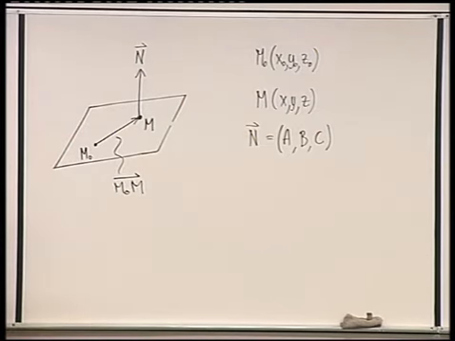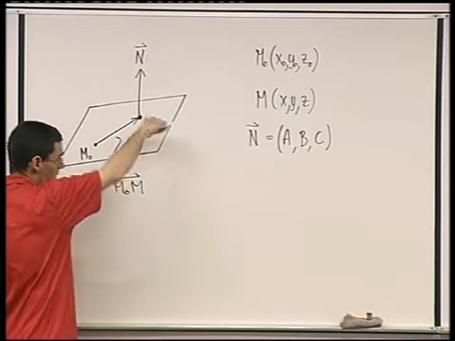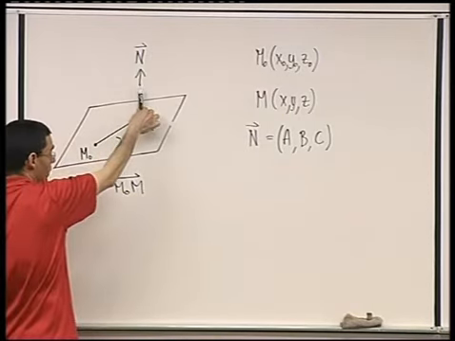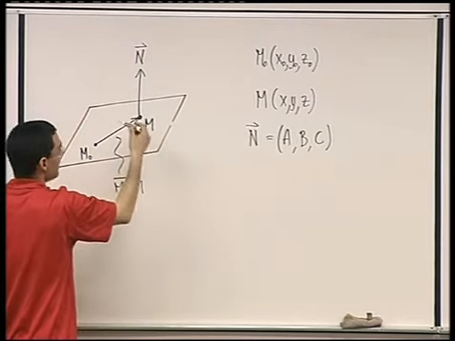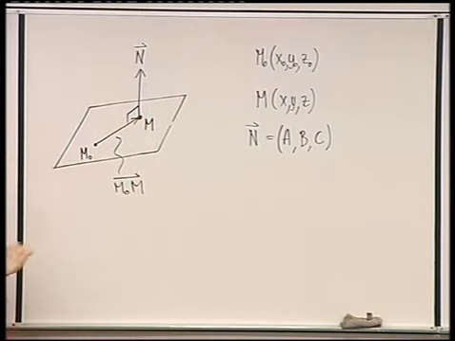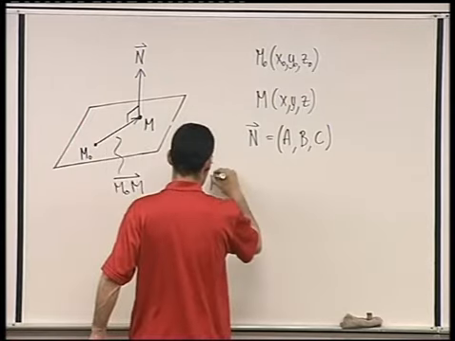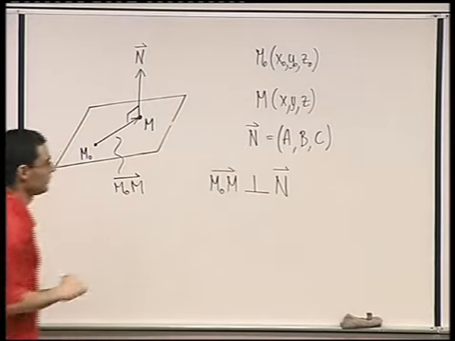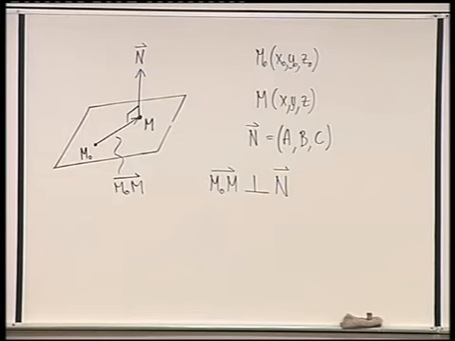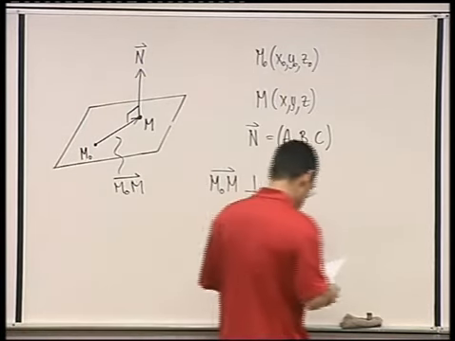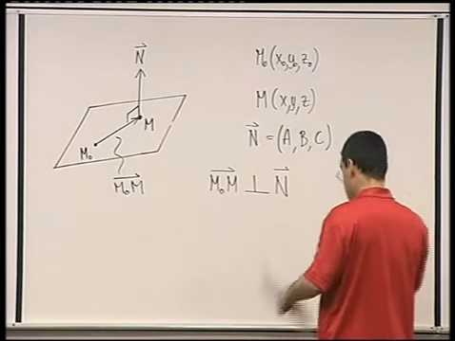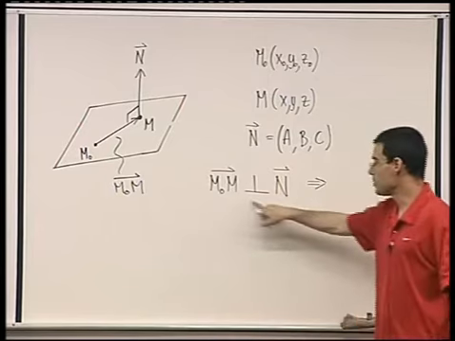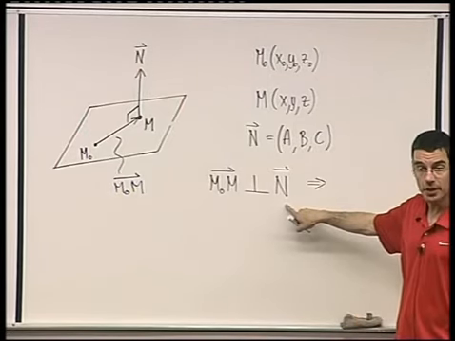Okay? And what do I know? That for any point M on the plane, if I start the normal at that point, then the vector connecting M0 and M is going to be perpendicular to the normal. Do you agree? This precisely captures those points on the plane. Do you agree? Okay, so M0M is perpendicular to N. Good? Okay. So let's see what these are. So what does it mean that M0M is perpendicular to N? I know how to say that. How do I say that?